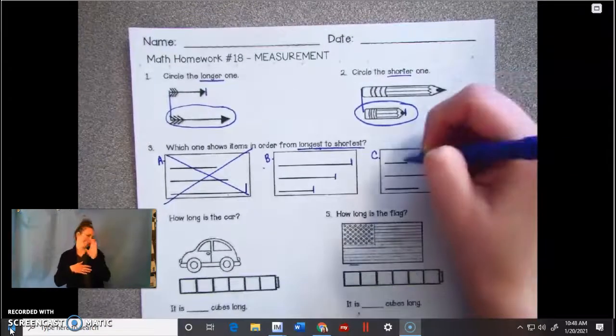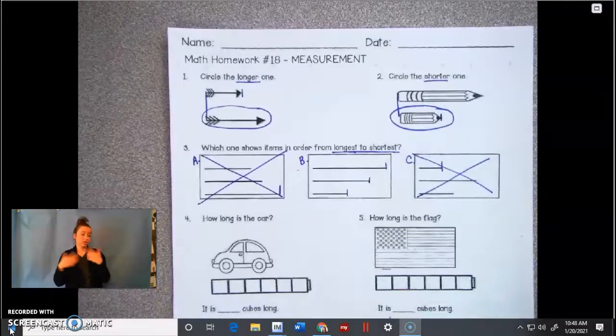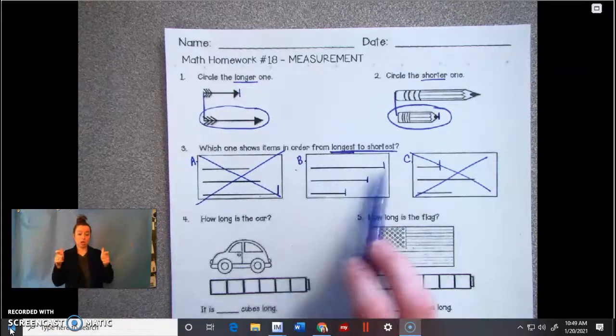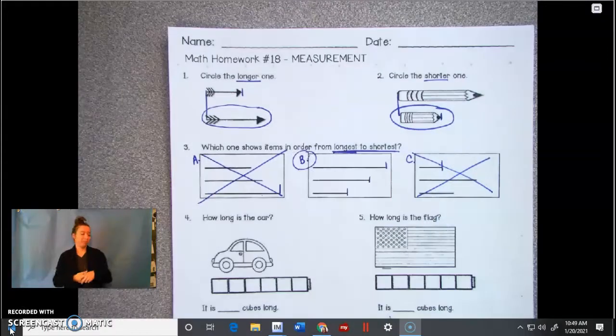What about C? He's got the shortest one first. So what is our answer? B. Remember, longest to shortest, the longest line had to be first. So B is our answer.